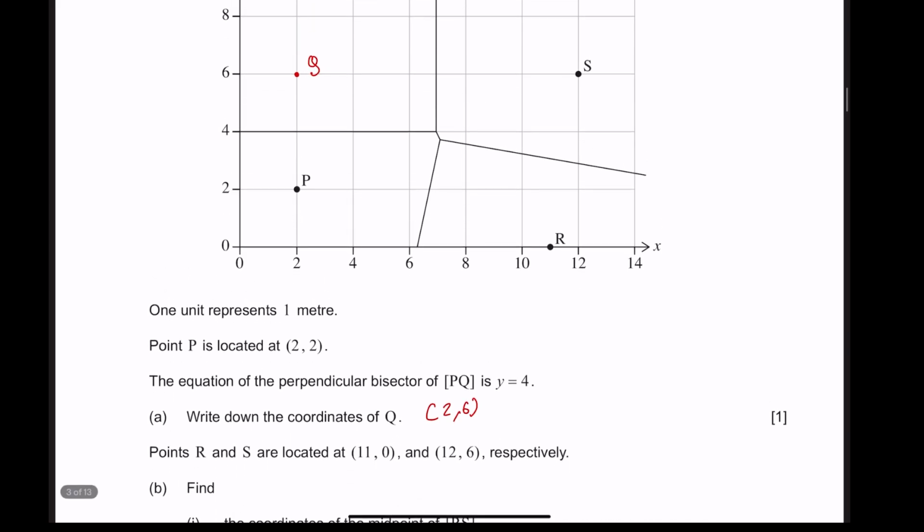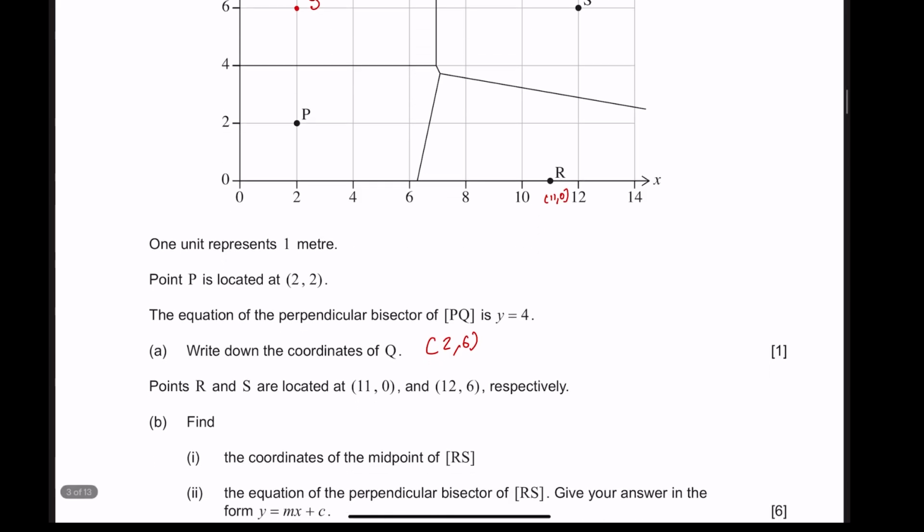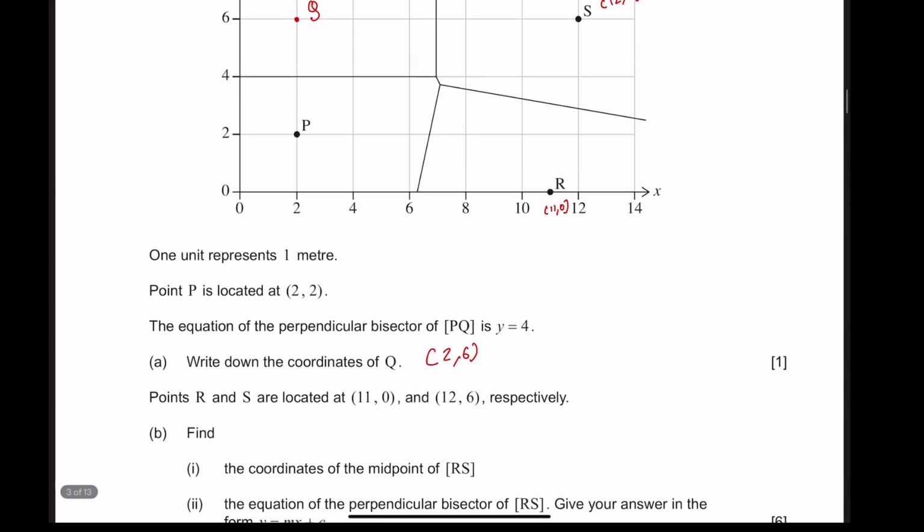So we see points R and S. The coordinates are given: R is (11, 0) and S is (12, 6). Find the coordinates of the midpoint of RS. You can use the midpoint formula: midpoint M is the sum of x coordinates divided by 2, sum of y coordinates divided by 2, which is 23 over 2, which is 11.5, and 3. That is the coordinate of the midpoint.